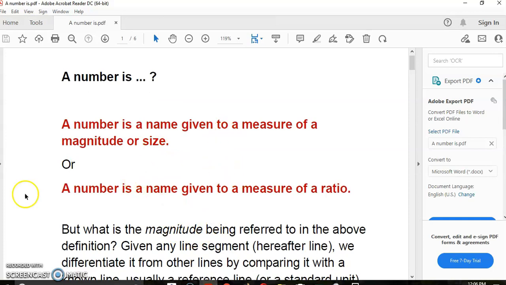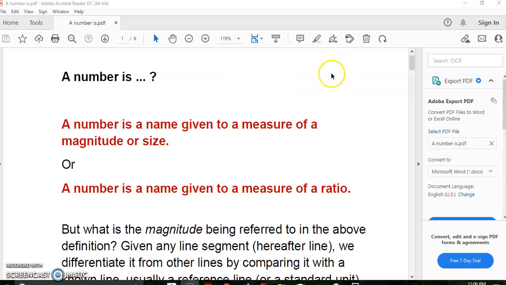A number is a name given to a measure of a magnitude or size. Now this magnitude or size is typically what appears before a colon and is measured by what appears after it. So what you have here is a ratio, and it graduates to a number if you're able to measure using this part or equal parts of it. That's all you really need to do.